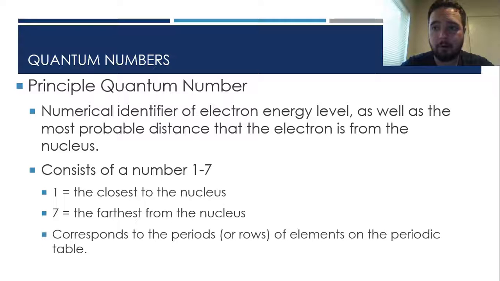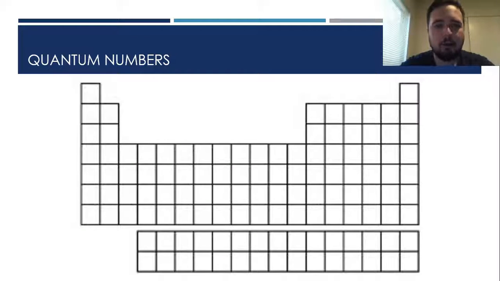It also corresponds to the periods, or rows, of the elements on the periodic table. Periods are the rows if you read across from left to right on the periodic table. So if you hear me refer to the periods on the periodic table, that's what I'm referring to. It's just the individual rows of the elements. So we'll break this down.